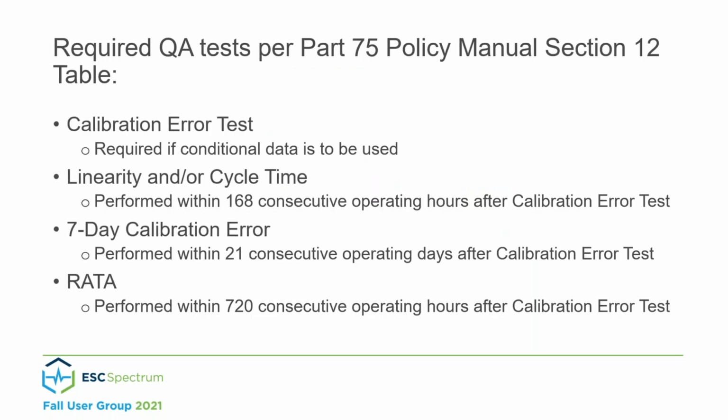So just to reiterate, we're going to be doing a calibration error test. We're doing a linearity, a 7-day calibration error, and a RATA. And these are just reminders of the timeline. Linearity needs to be done within 168 operating hours after your probationary calibration. The 7-day calibration error test is performed within 21 consecutive operating days, and the RATA is performed within 720 consecutive operating hours after the probationary.